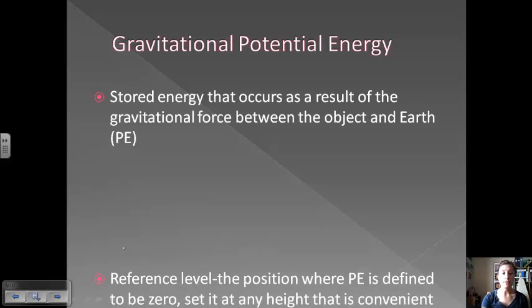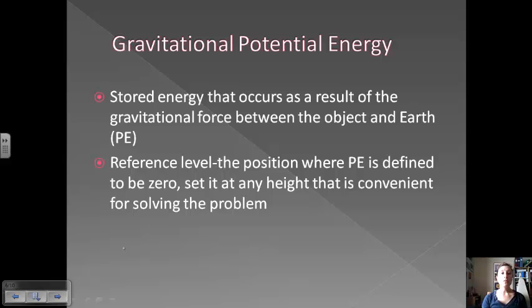When you do problems with gravitational potential energy, it's important to choose a reference level. Now, usually this is the ground, but it doesn't always have to be. It's a position where potential energy is defined to be 0, so you can set it at any height that's convenient for solving the problem. So, for example, if I have a pen resting on a counter that is 5 meters above the ground, then that would probably be my reference level, and then if I lifted it or lowered it from there, that's how I'm going to determine my potential energy.